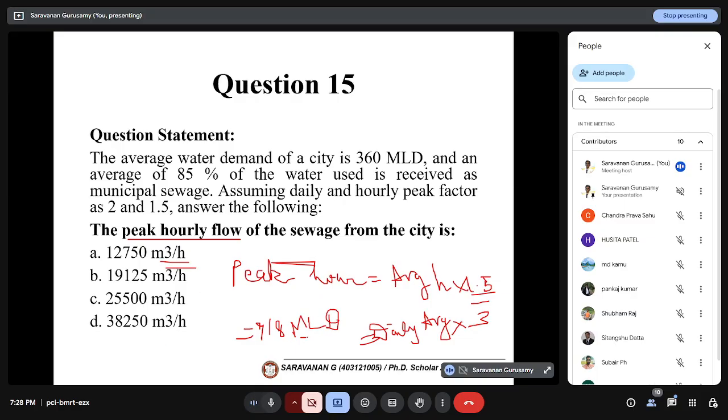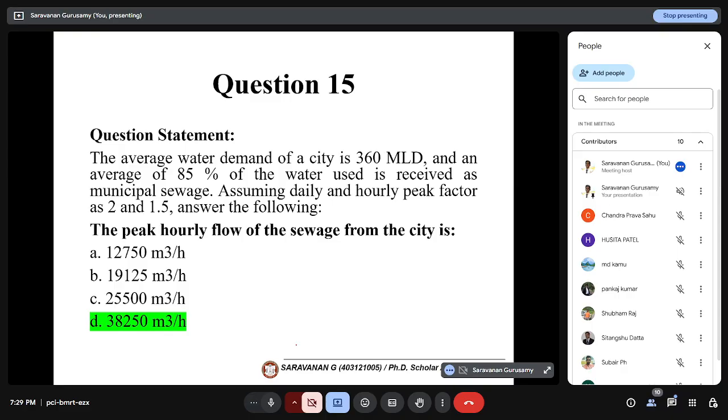So million is 10 power 6. 918 10 power 6 liters per day. So liters to meter cube is 1000 liters is 1 meter cube. So you can divide by 1000. So 6 will become 3. So days you can convert to hour by dividing with 24 hours. So 918 into 1000 divided by 24. So the answer is 38250.